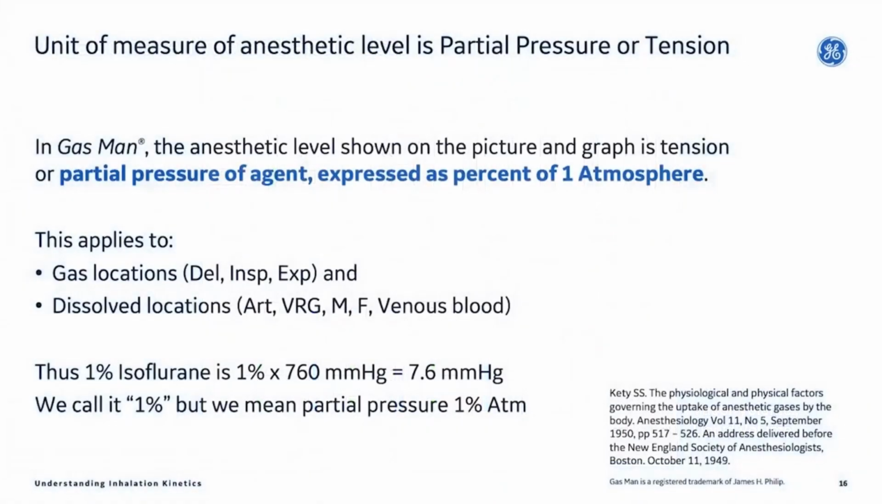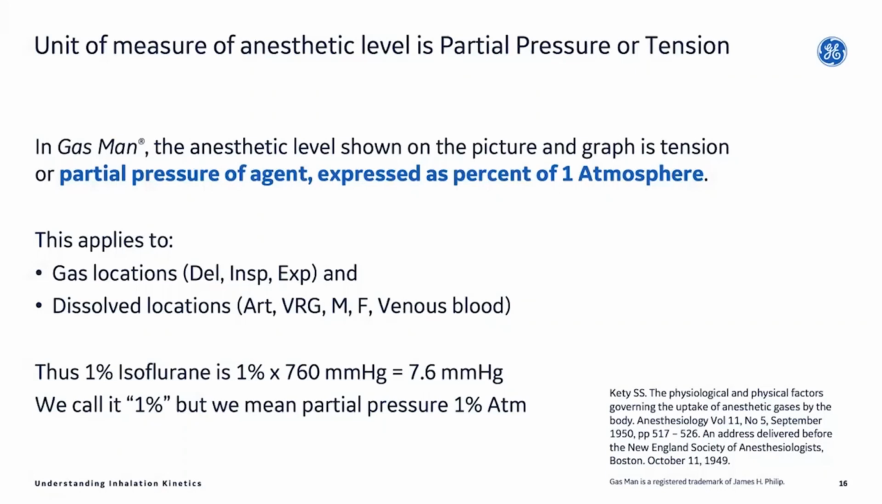The unit of measure that we use is the partial pressure or tension of anesthetic. In Gasman, this anesthetic is shown on the picture and the graph, and they are equal to each other, partial pressure or tension. They are really the same thing. It applies to the gas locations of delivered, inspired, and expired, as well as the dissolved locations: arterial blood, vessel-rich groups, muscle, fat, and venous blood.